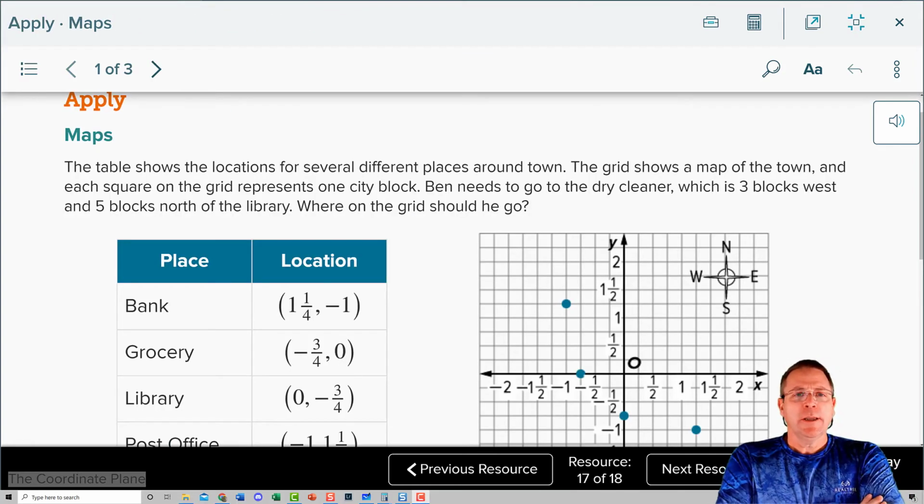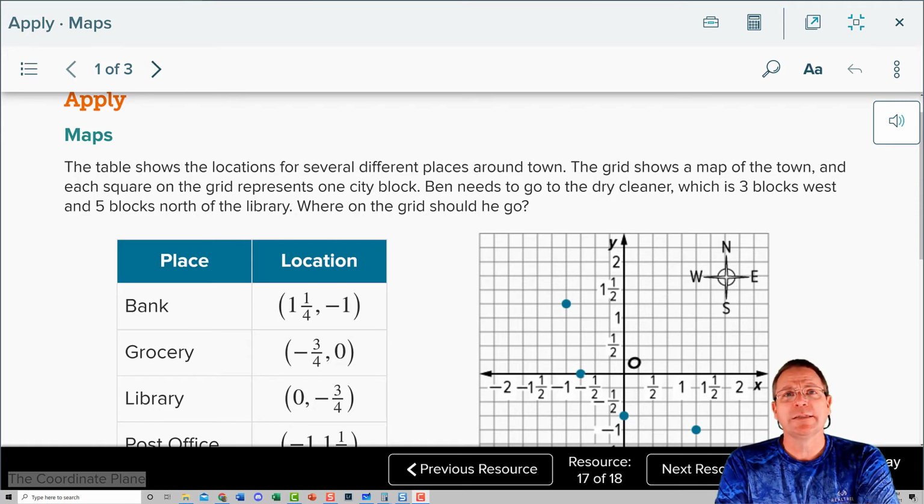And now it is time for an apply problem involving maps. The table shows the locations of several places about town. The grid shows a map of the town, and each square of the grid represents one city block. Ben needs to go to the dry cleaners, which is 3 blocks west and 5 blocks north of the library. Where on the grid should he go to?